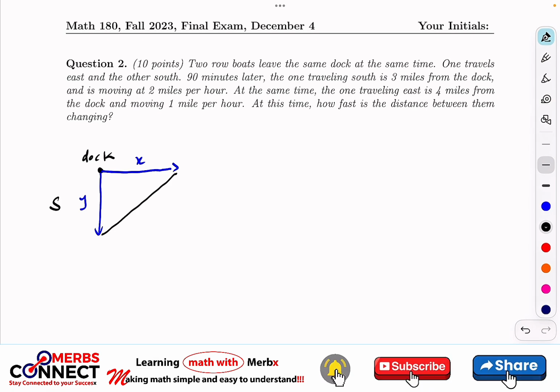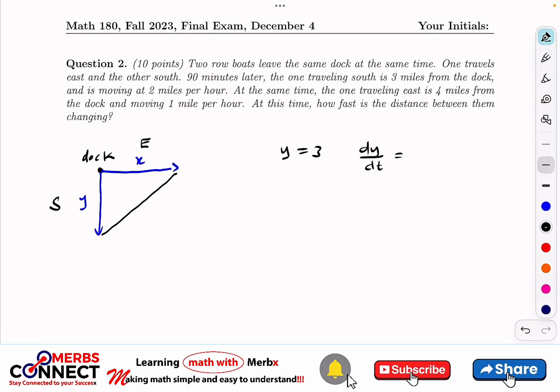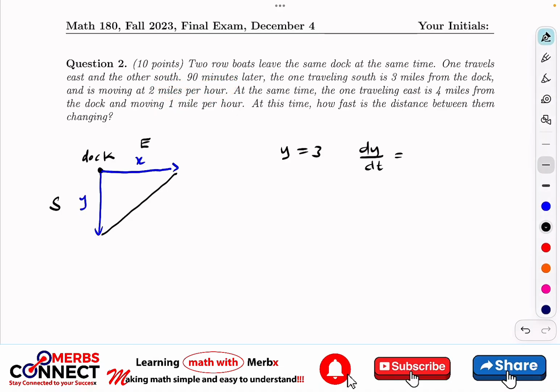So let me put S here, and this is the east side. So the south side is now 3 miles, so y is equal to 3. Now it's moving at 2 miles per hour. So this is going to be dy over dt, because we are looking at the change, miles per hour. So this is the change, and this is equal to 2.